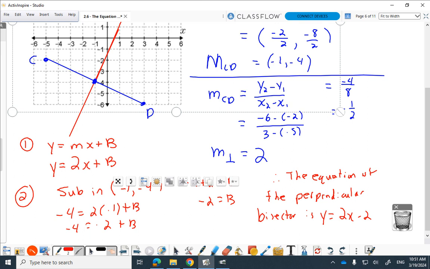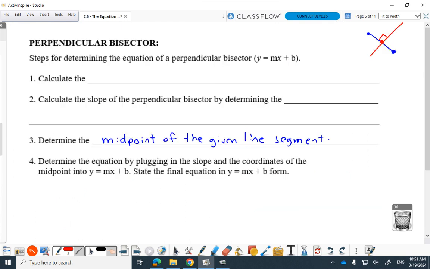So, I got to fill back in this chart. If you need more time, then I'll come right back to it. Steps for determining the equation of a perpendicular bisector. Calculate the slope of the given line segment. Then, calculate the slope of the perpendicular bisector by determining the negative reciprocal of that slope.